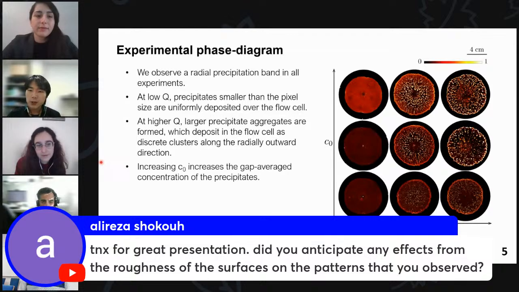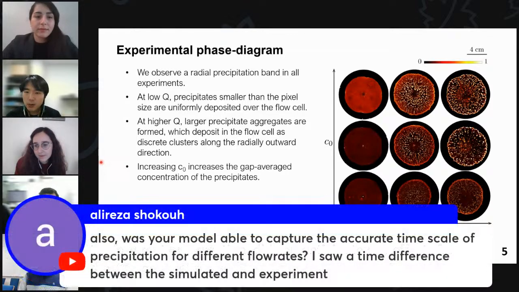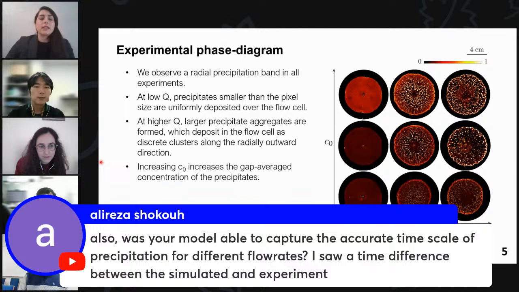And then there was a second question. Also, was your model able to capture the accurate time scale of precipitation for different flow rates? I saw a time difference between the simulated and experiment. Yes, there is a little bit of difference. So the model can be improved. Actually, the rheology model can be improved, and it has many capacities for improving. That could be an area that we could work on in future.